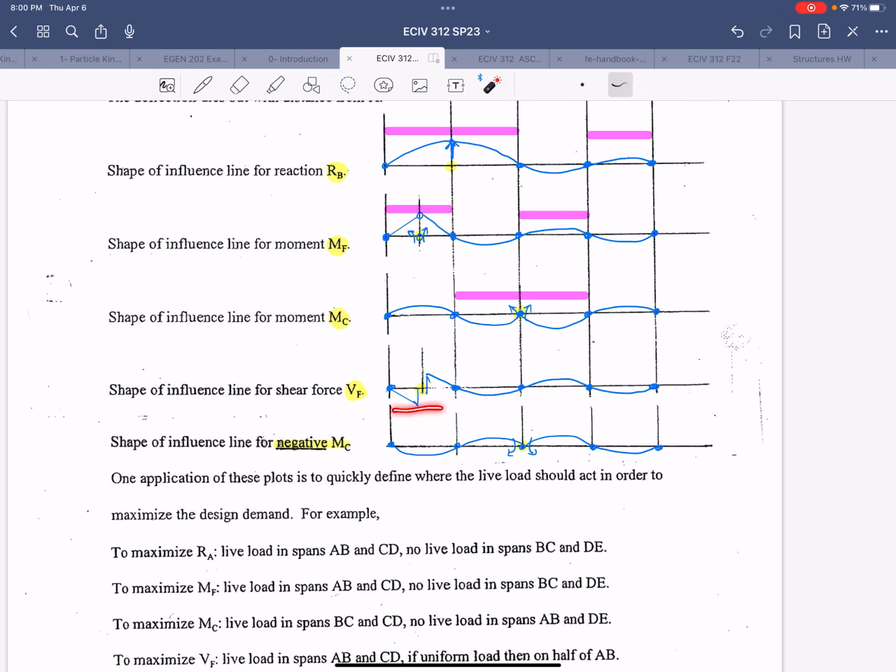And then if we wanted to maximize the positive shear at F, we would place it over those two spans. But the negative shear at F would probably have a greater total effect that can be achieved based on this influence line. All right.